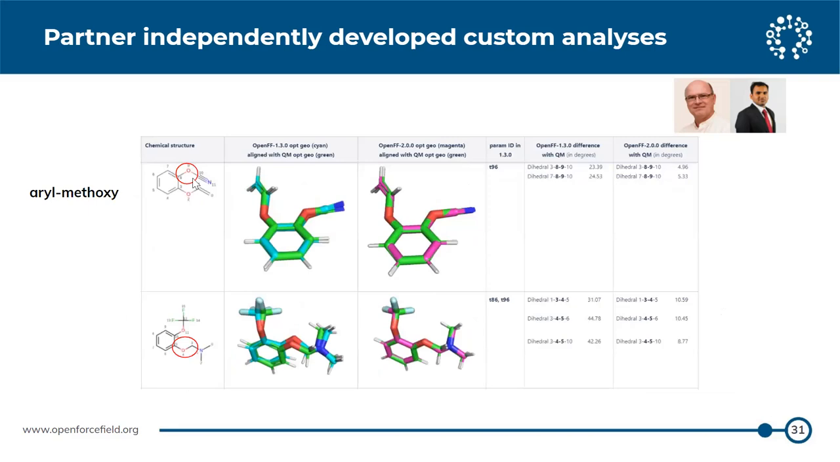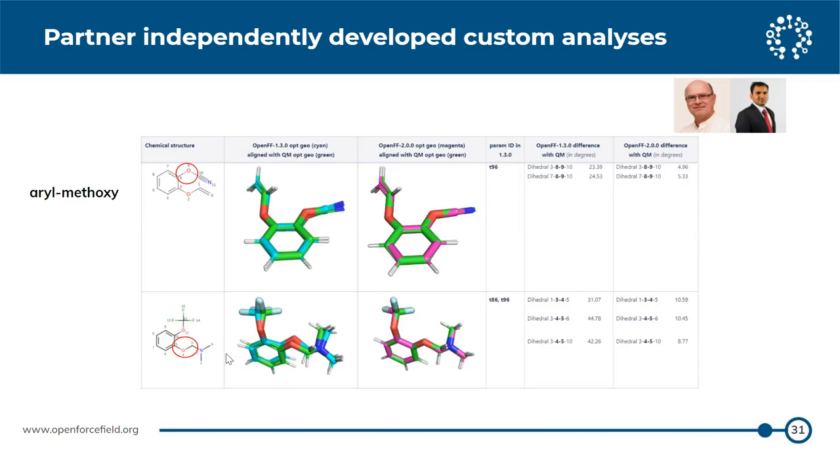For this aryl methoxy moiety, which is the bond highlighted here between atoms 8 and 9, the deviation was about 24, 25 degrees for OFF 1.3. But this has been almost completely solved, and we can see that the Sage optimized structure almost overlaps perfectly with the QM optimized structure. Indeed the values are just about 5 degrees.